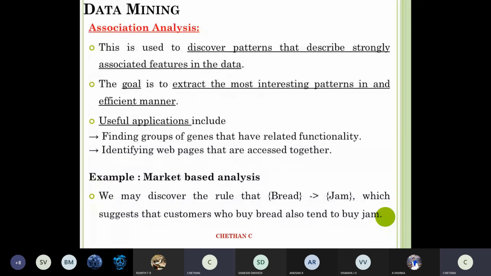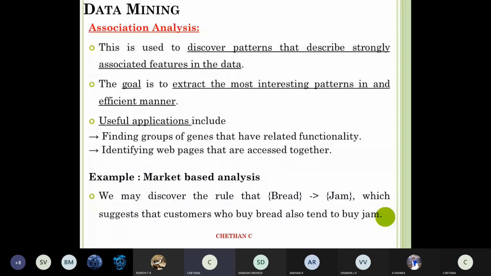Then one more thing called association analysis. The second data mining task under descriptive analysis. We are talking about descriptive analysis. First one was clustering. Second one is association analysis. So there is some sort of an association going on here, and then you are going to analyze that. So what is this?